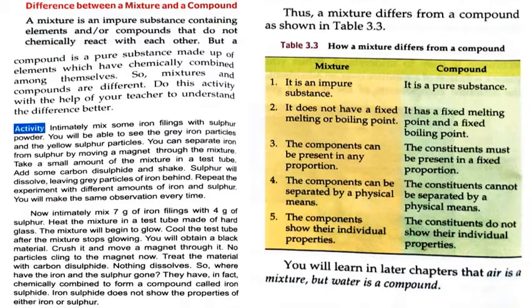We have gone through it properly in this chapter. This is a table concisely given to you. You just go through it and revise it.